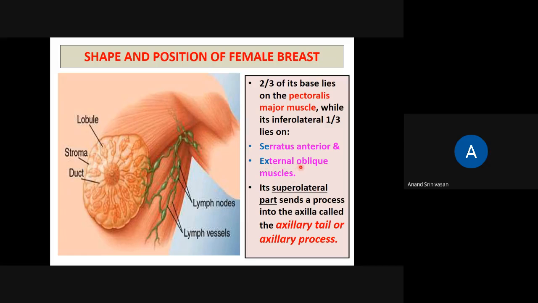How to contract the external oblique muscle? Ask the person to lie down and lift the head, that is, flex the neck. Then the abdomen will be tight. The anterior abdominal wall muscles will contract. Then you look for the movement. So that's actually in very large breasts. If it extends, it can extend into the serratus anterior as well as the external oblique.